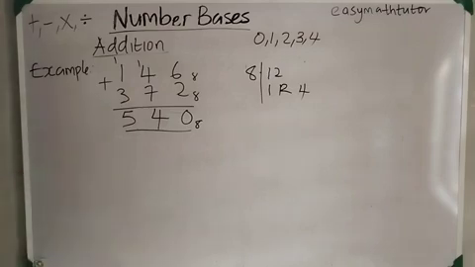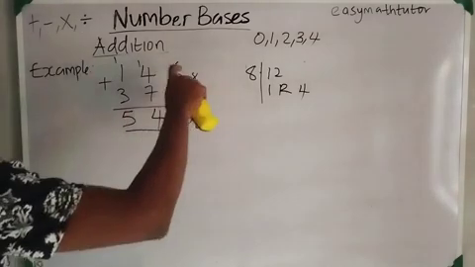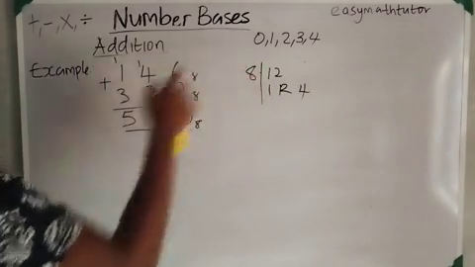So that's the same process. It's the same process we keep doing. Whenever you are adding, you add it the way you are used to normal addition. But once the total sum, what you've added, is bigger than the base, always divide it.